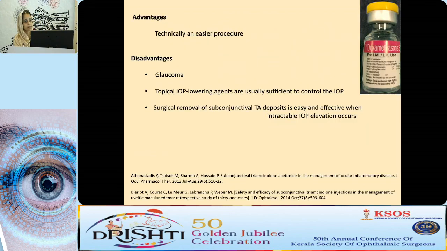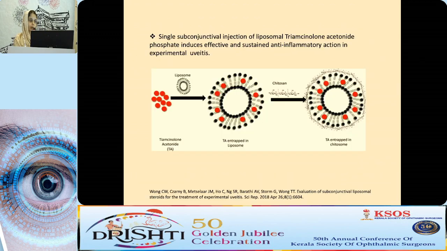The subconjunctival injection is technically very easy, but one disadvantage is chance of glaucoma, but it will respond to topical medication. If it is not responding to topical anti-glaucoma medication, we can easily remove the subconjunctival drug deposits. A single subconjunctival injection of liposomal triamcinolone acetonide phosphate induces effective and sustained anti-inflammatory action in experimental uveitis.